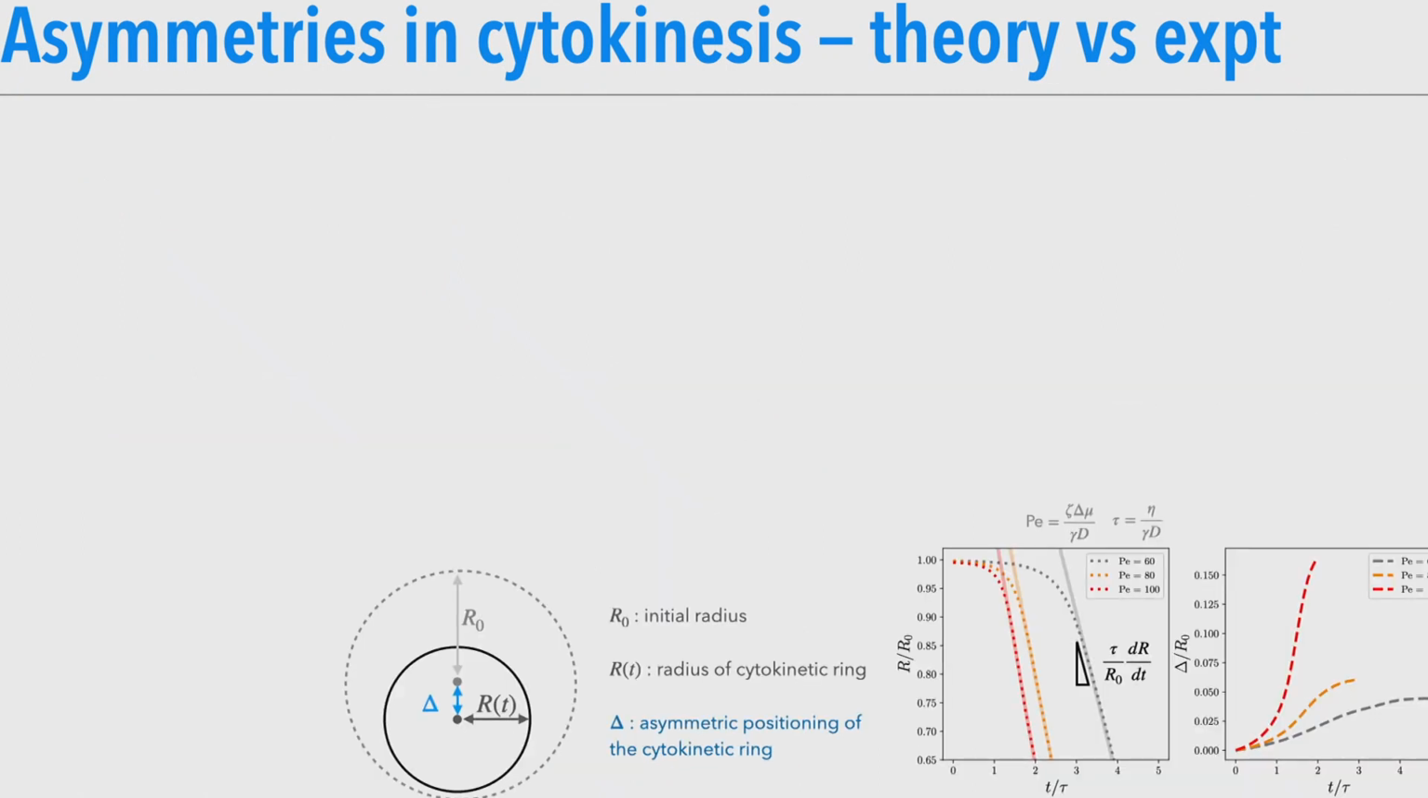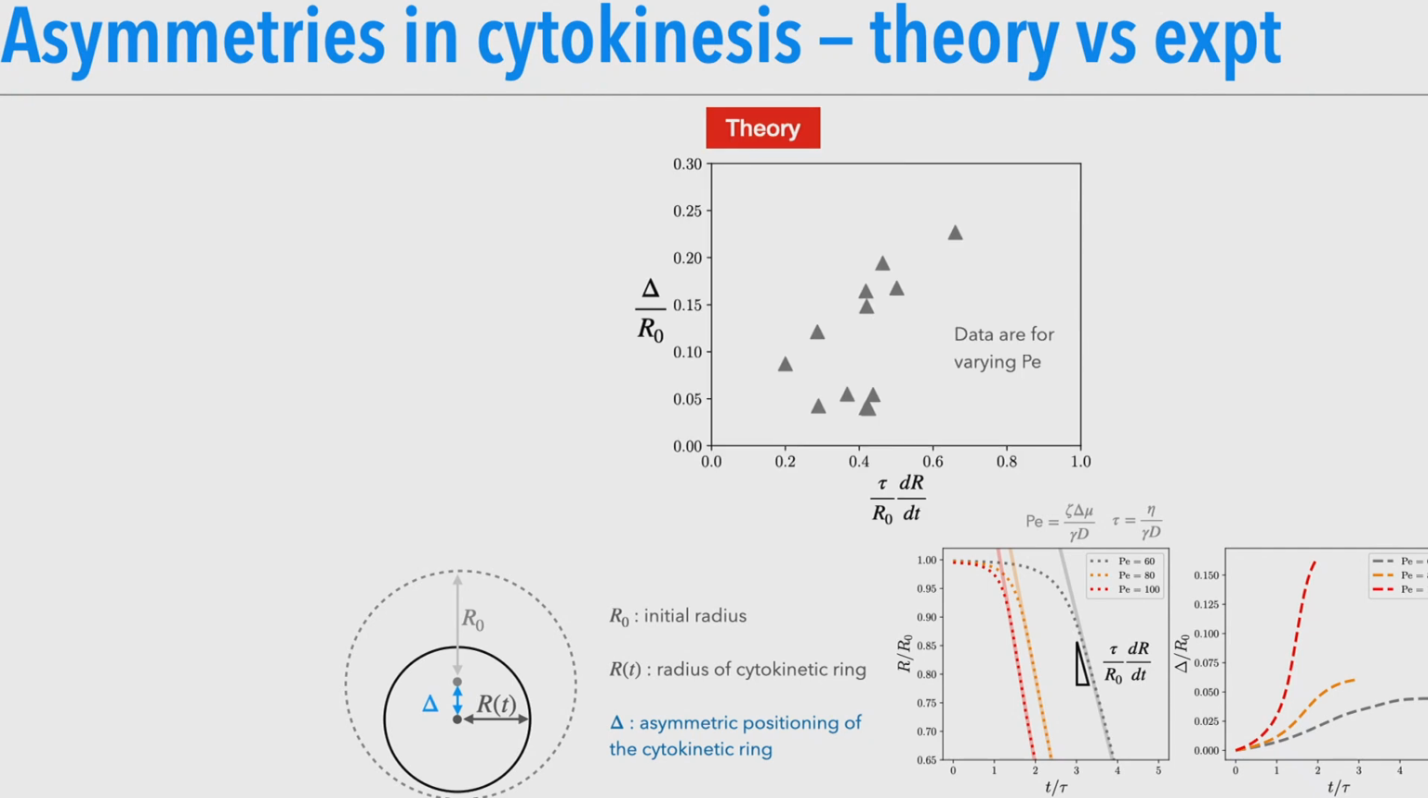Remember, I told you about this cytokinetic ingression and this slope, which is basically the ingression rate, and there is a maximum asymmetry. I also told you that this rate increases with the Peclet number. So one can do the calculation at various Peclet numbers, and for each Peclet number, calculate the maximum asymmetry and plot it as a function of the rate at which it is ingressing. We get some plot that looks perhaps like a straight line variation.